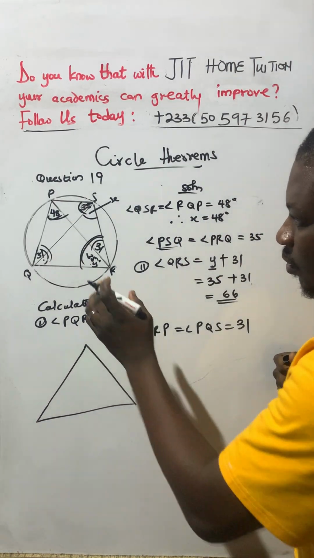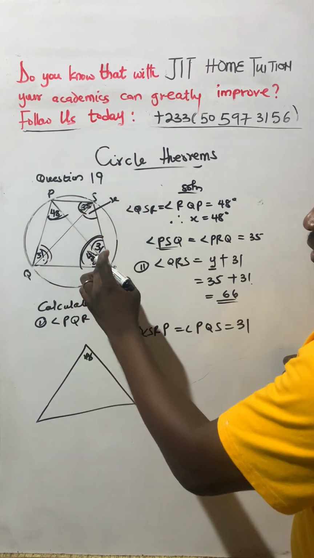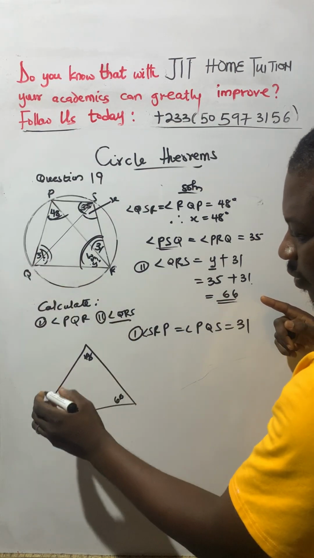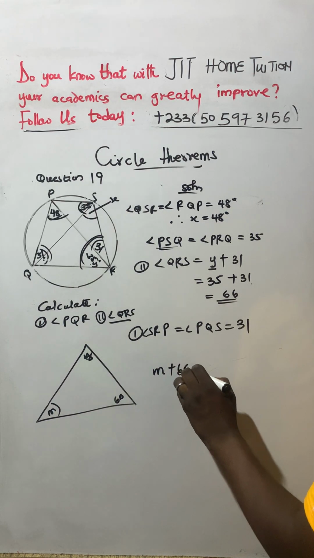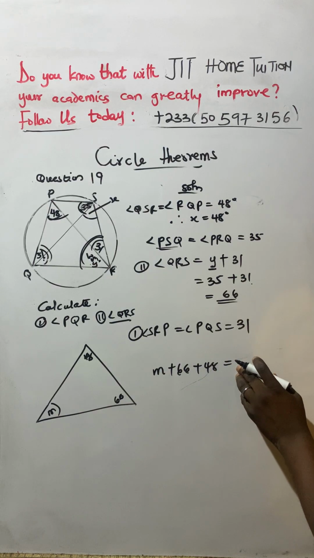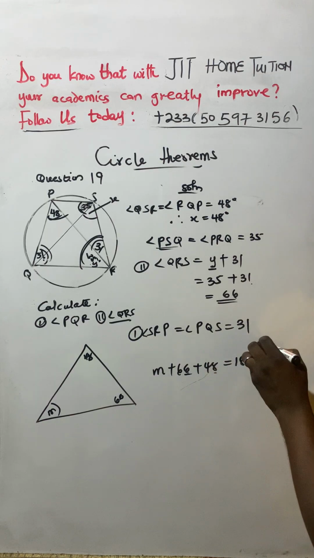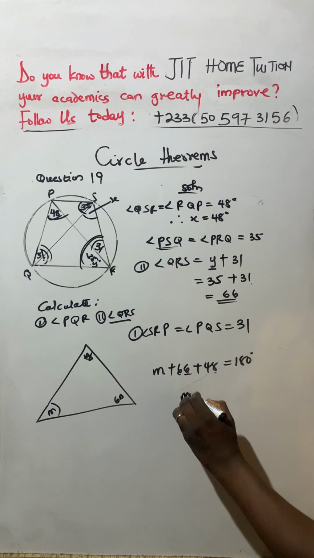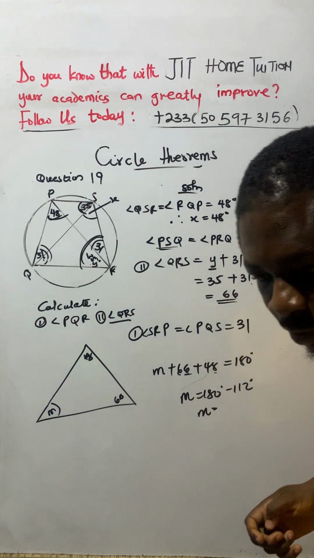Please watch it carefully. When you pull this triangle out, we've worked this side to be 48. And the whole of this side, we just said it is 66. So we need the angle here, which you don't know, so you can say that probably it is M. So that will become M plus 66 plus 48 equals 180. That's the sum of angles in a triangle. So we put this together, 66 and 48, that will be 112. So you have M equal to 180 minus 112.